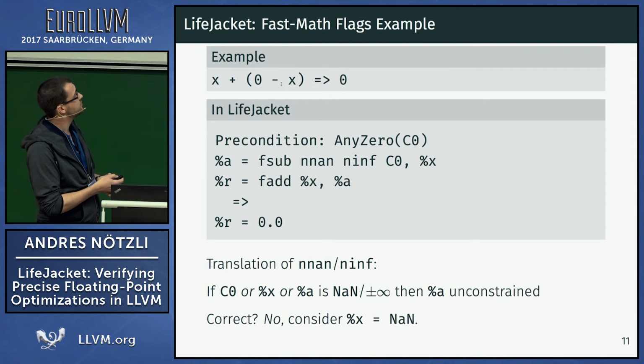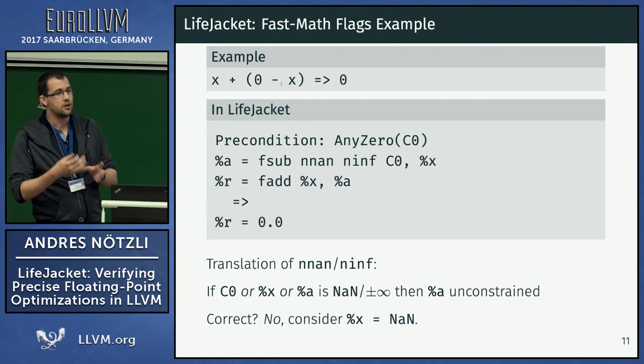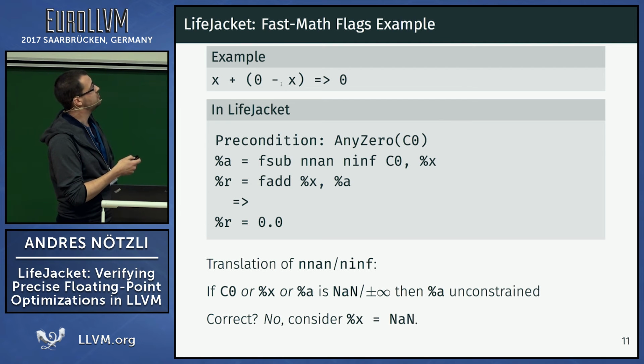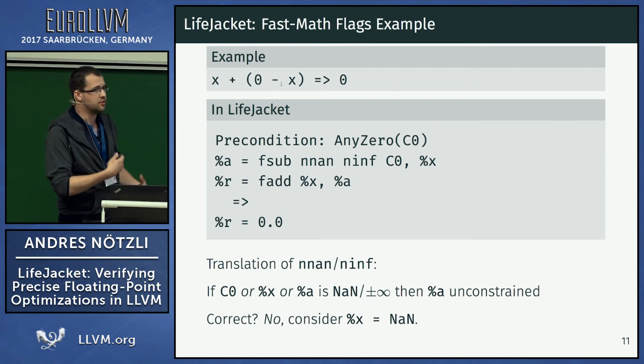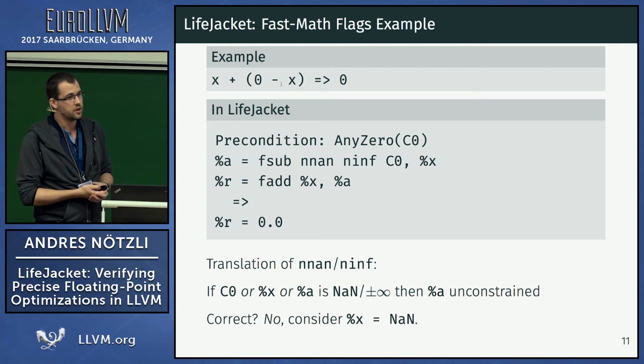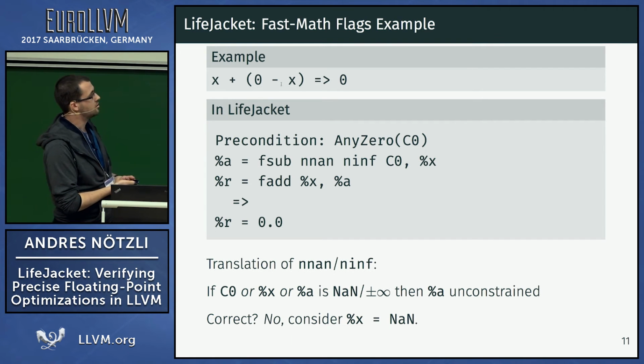And in this case, if x is not a number, we get an unconstrained value here, but that doesn't really save you, because if you add not a number to any value, then you again get not a number, and not a number is different from 0. So this optimization is actually not correct.